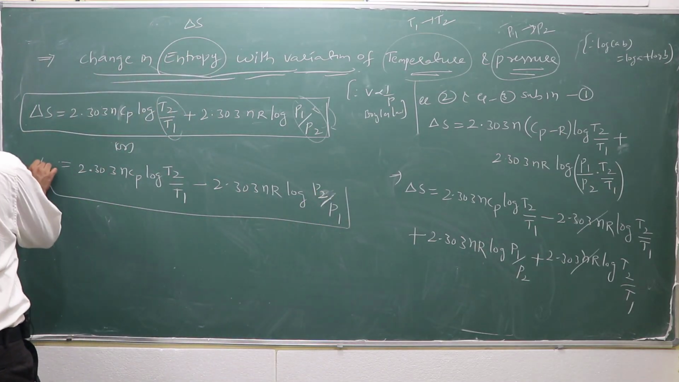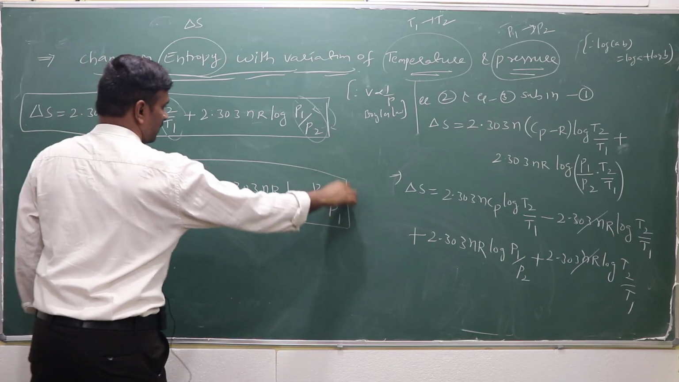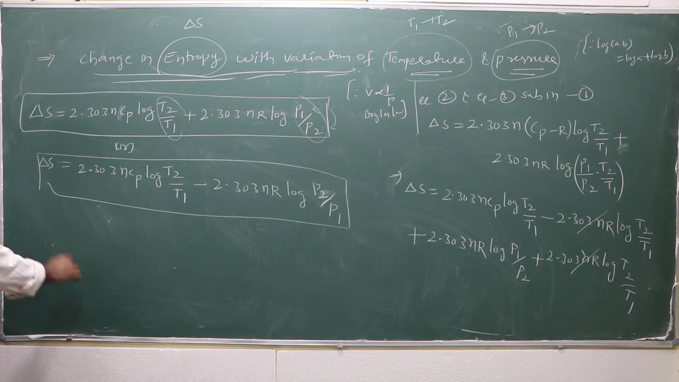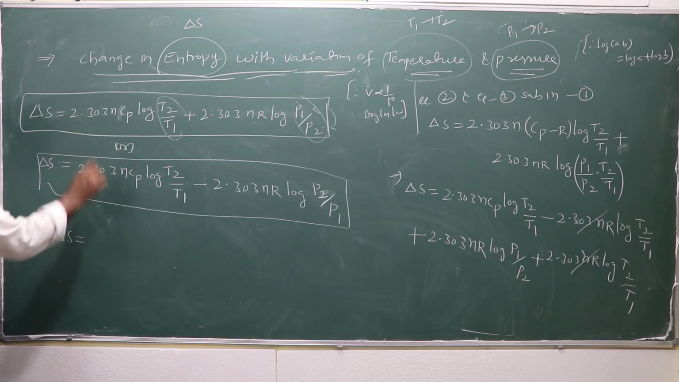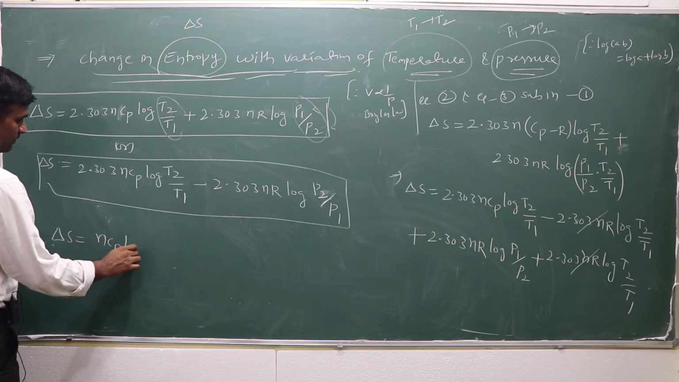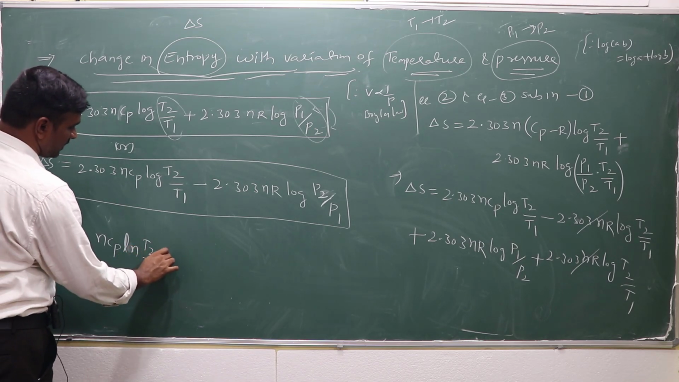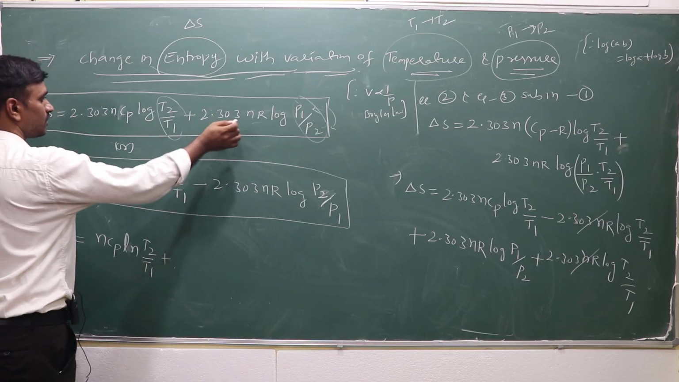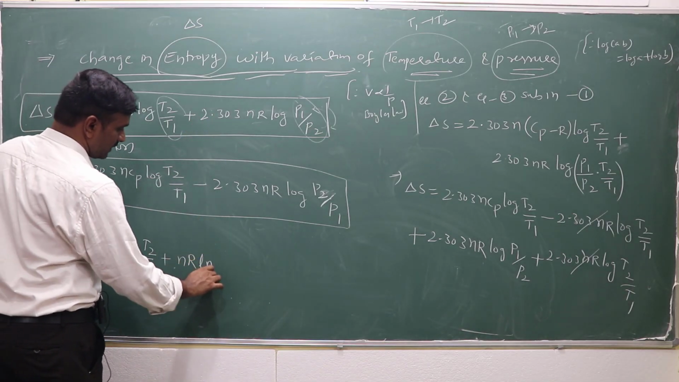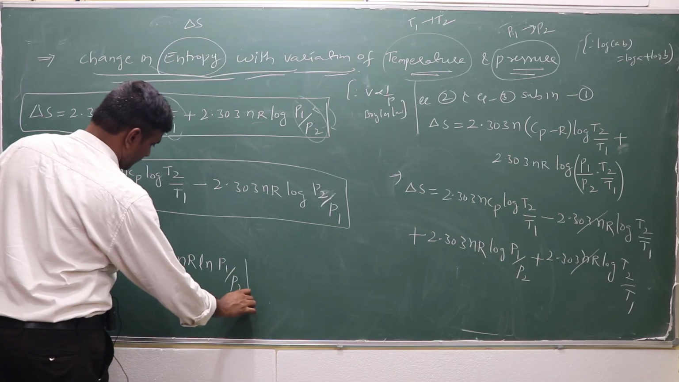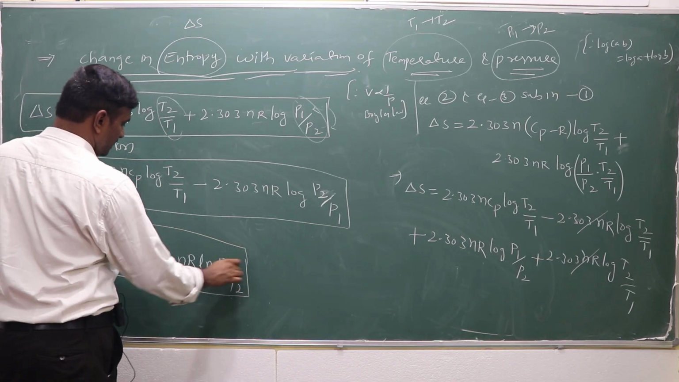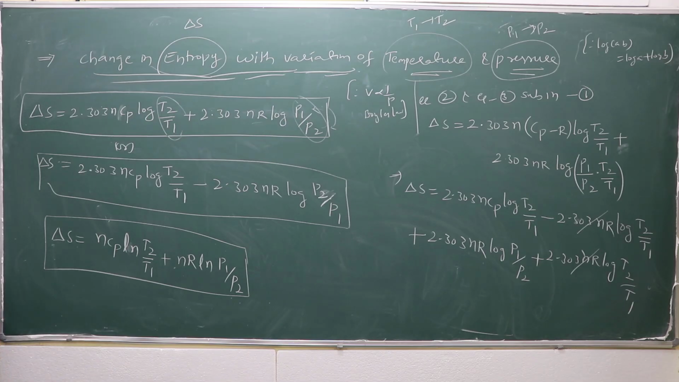This one equation is also there, change in entropy. Or if 2.303, you can ignore, suppose what will happen? This equation will be mentioned as NCP ln base E form. 2.303 you can ignore, NR ln P1 by P2, or if it is P2 by P1, minus is there. So these equations are considered as the variation of the entropy with variation of the temperature as well as the pressure.